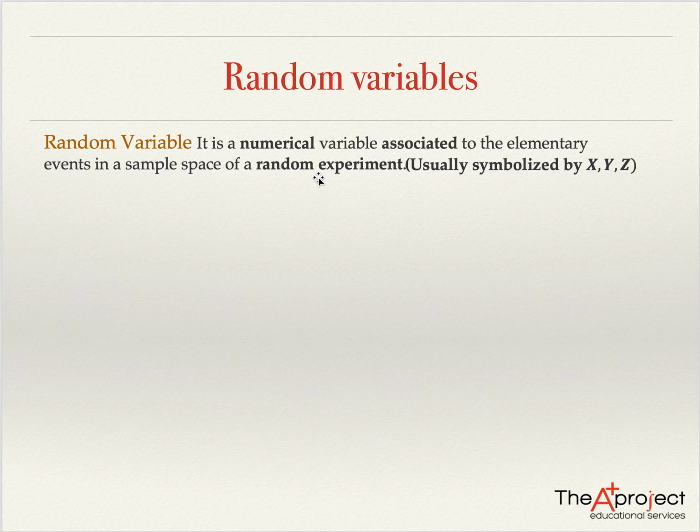The association must be made in a special way, in the way that for each of the possible elementary events, or for each of the possible outcomes of this random experiment, we need to assign a number. Obviously, by assigning these numbers, we are going to obtain a numerical variable. And this variable that we obtain is usually represented with capital letters. Could be the letters X, Y, and Z, which are the most usual. But whatever other letter could be okay.